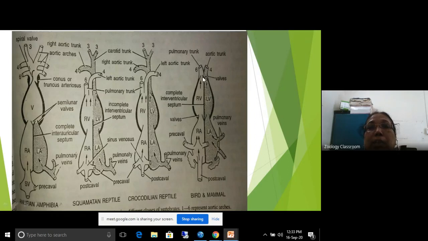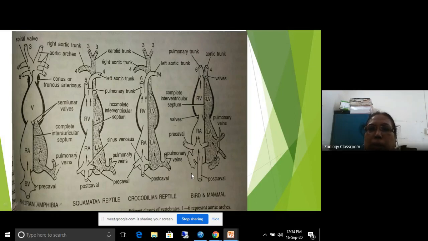Last time we discussed that only two aortae are present. The ventral aorta is converted into two aortae. One is the pulmonary aorta, and the other is the systemic aorta. In birds, it is the right systemic aorta, and in mammals, it is the left systemic aorta. And in this way, the blood is circulated.